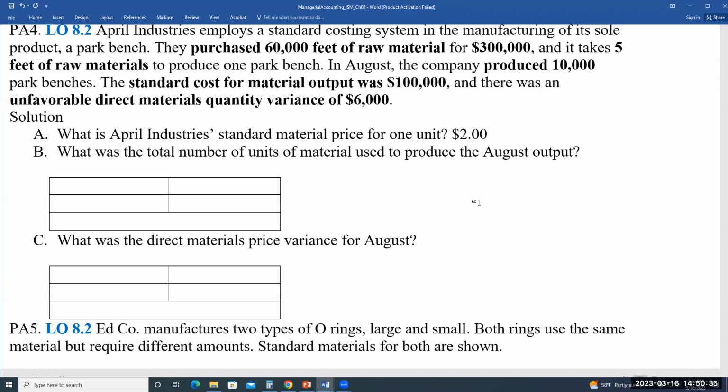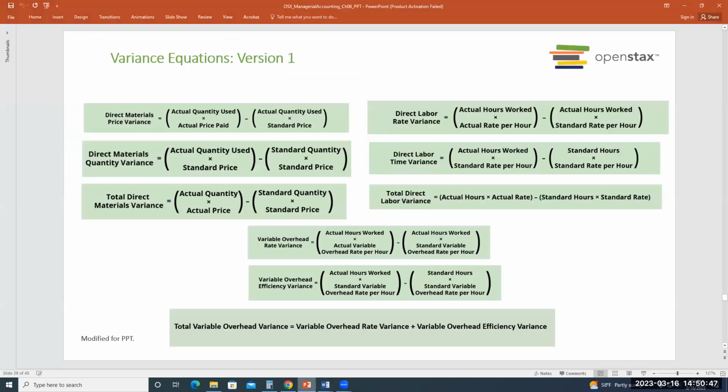What was the total number of units of material used to produce the August output? So in other words, what was our actual quantity of material? And if we look at our formulas, again, if we use this formula, we see actual quantities there only 1 time. So if we have direct materials quantity variance and all this other information, we can solve it.